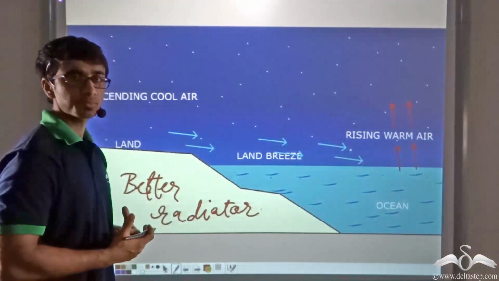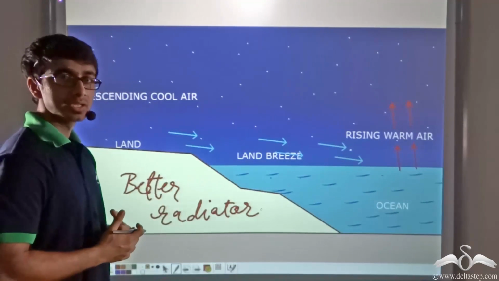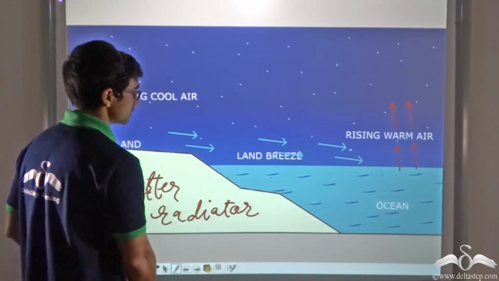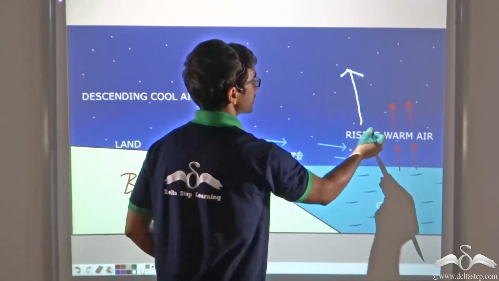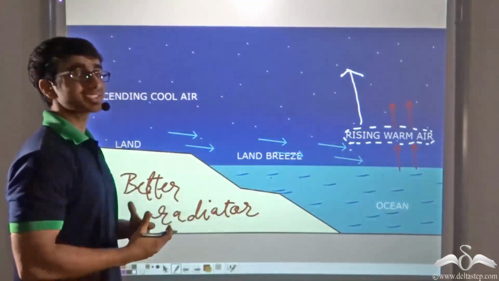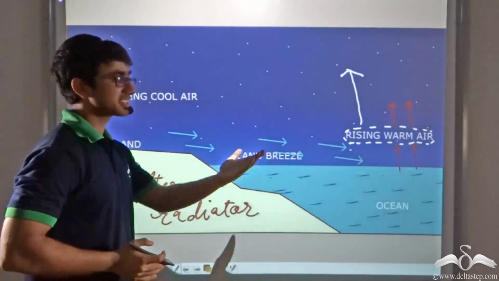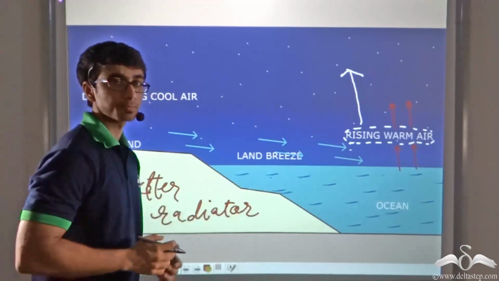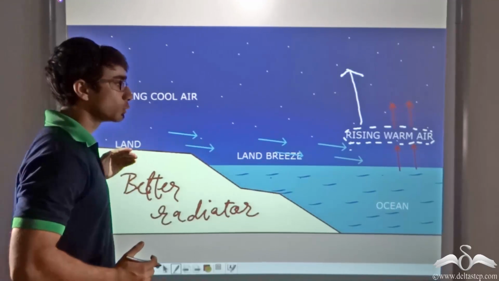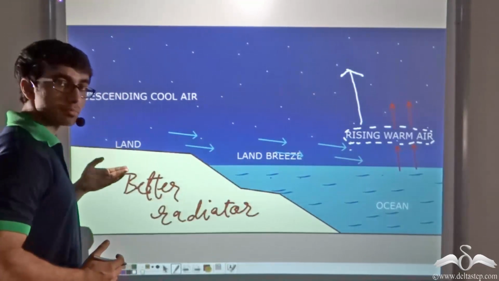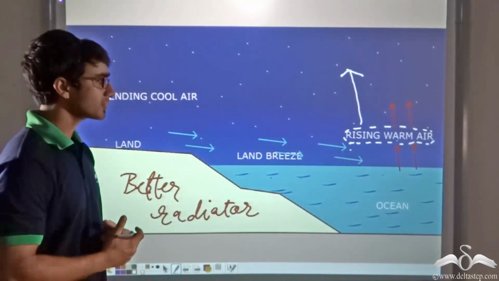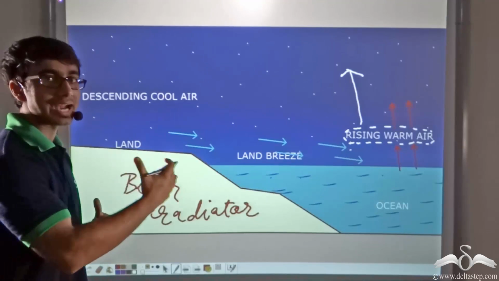Now since the temperature of the air above the ocean is warm, it becomes less dense, expands and starts rising upwards. It moves upwards, as you can see, has been labeled over here, rising warm air. So due to this rising warm air, a partial vacuum is created immediately above the ocean. So in order to fill up this vacuum, air from land rushes in towards the ocean. That is, the cool air from the land moves in towards the ocean to fill up the partial vacuum. This forms what is known as a land breeze.